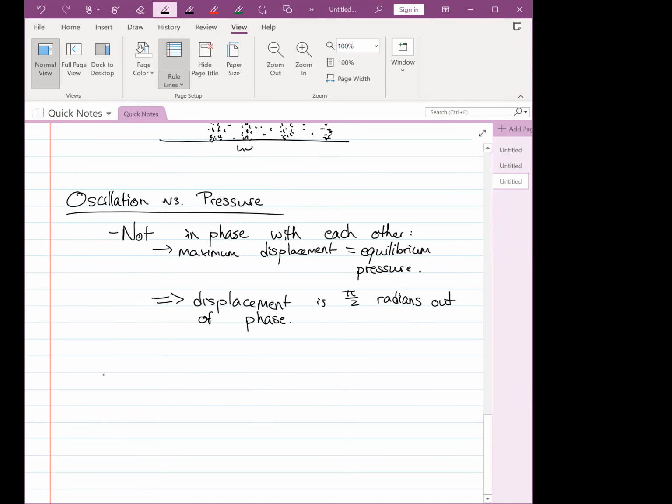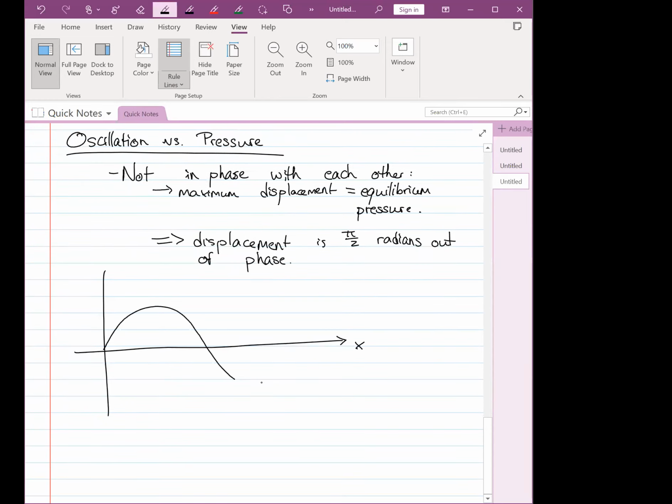So just to show you what a picture might look like, if we were to plot, say, pressure with displacement, it would look something like this. So we have our pressure wave. So we might have maximum pressure at this position where we have minimal displacement, whereas we have maximum displacement. Oh, this is a terrible drawing, I'm sorry. There we go. So the oscillations are just not in phase with each other. This is all I'm trying to get at.